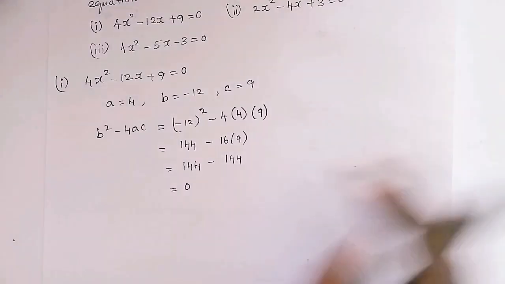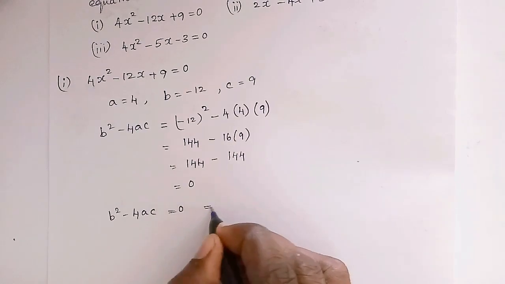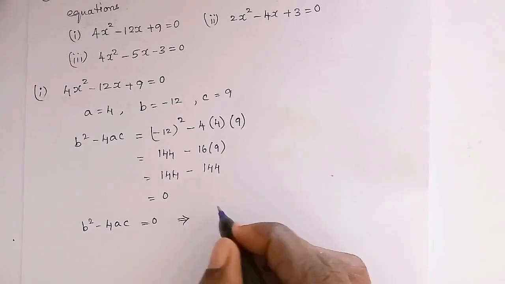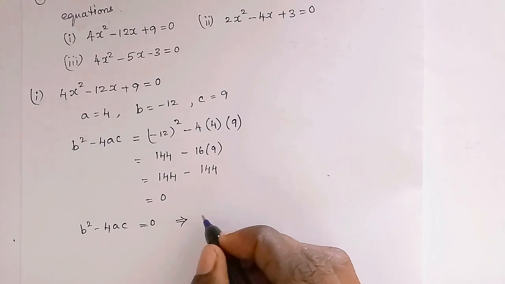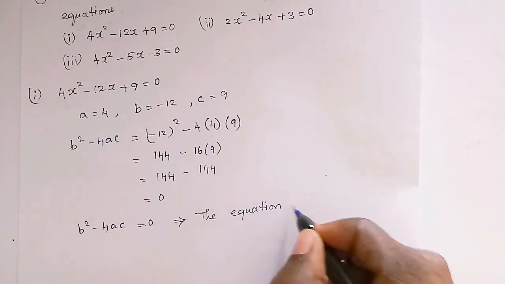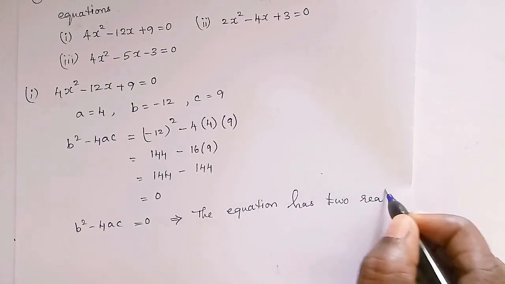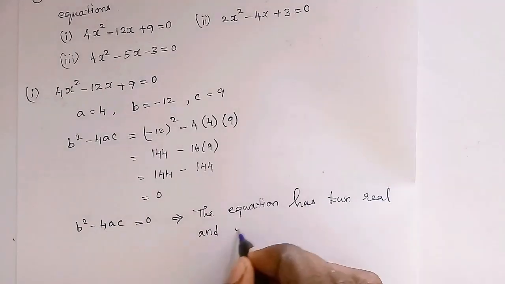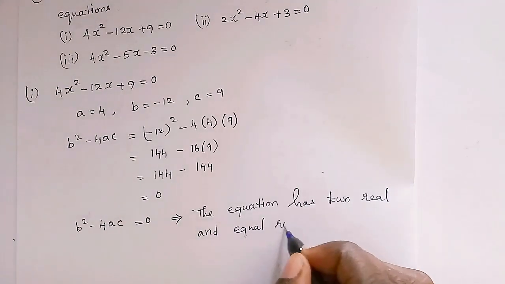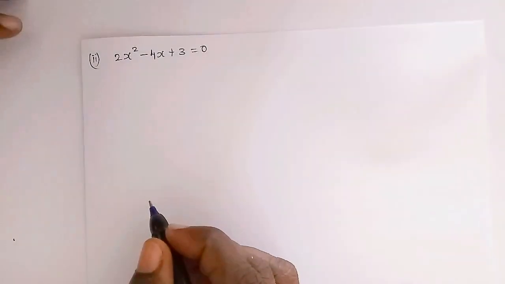Since we got the answer as 0, b square minus 4ac equal to 0, which implies, as per the condition, we can say the equation has two real and equal roots. The equation has two real and equal roots because the b square minus 4ac value is 0. Therefore, the equation has two real and equal roots. We'll go with the second example.